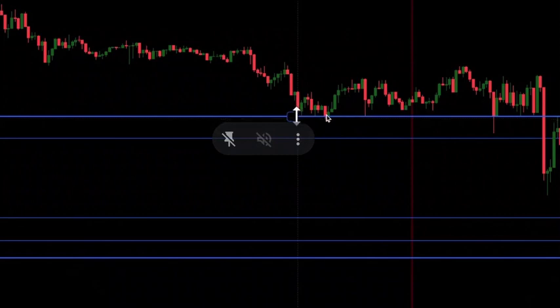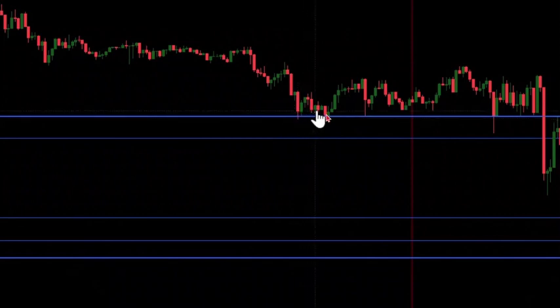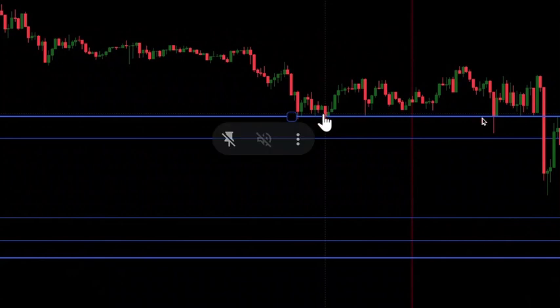Go to the right. Right there. That one. That red candle. Because remember, it's closed lower than the other one. So that would actually be the mitigation block. So we got a double mitigation block.